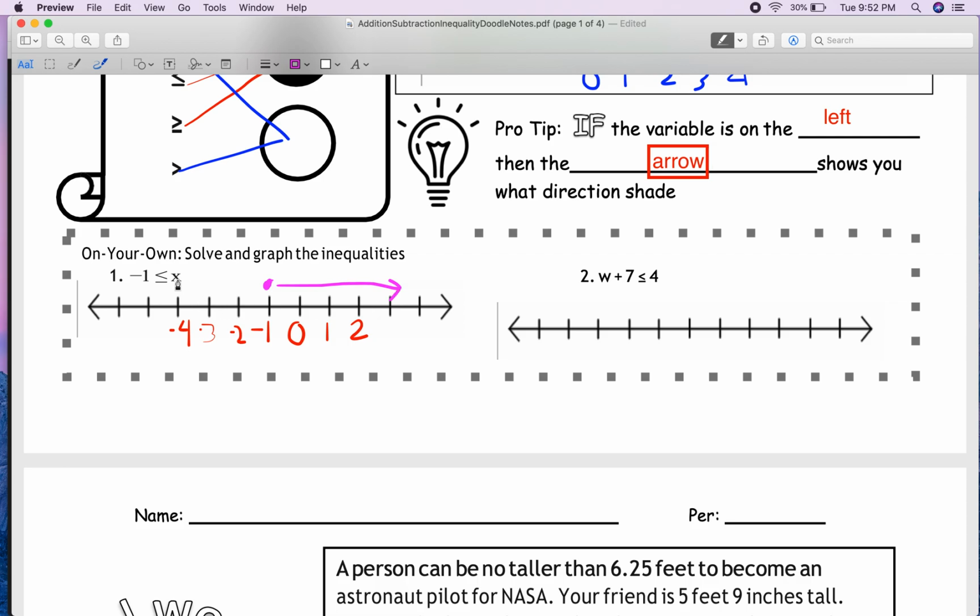Notice that if x is on the right side, not the left side, this trick does not work. Notice the arrow's pointing that way, but our inequality is going the other way. So the x does have to be on the other side for it to work.